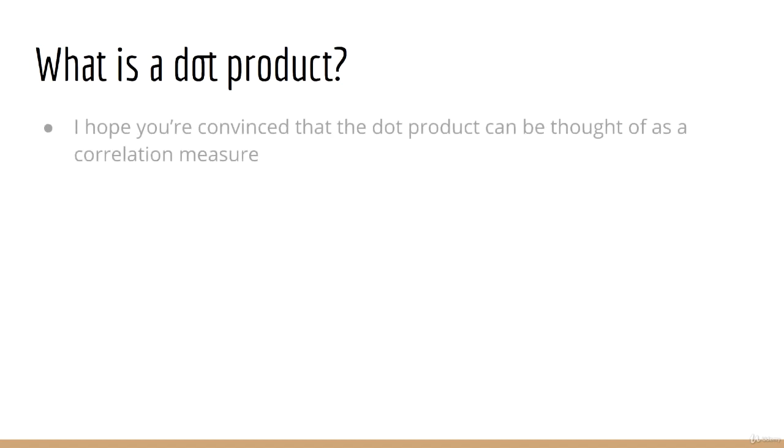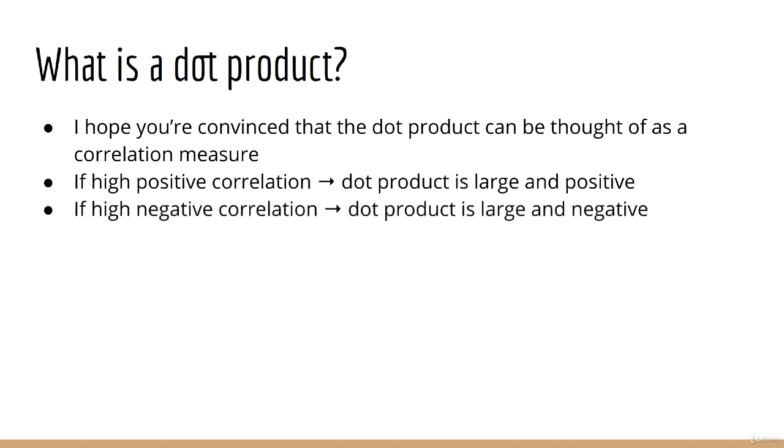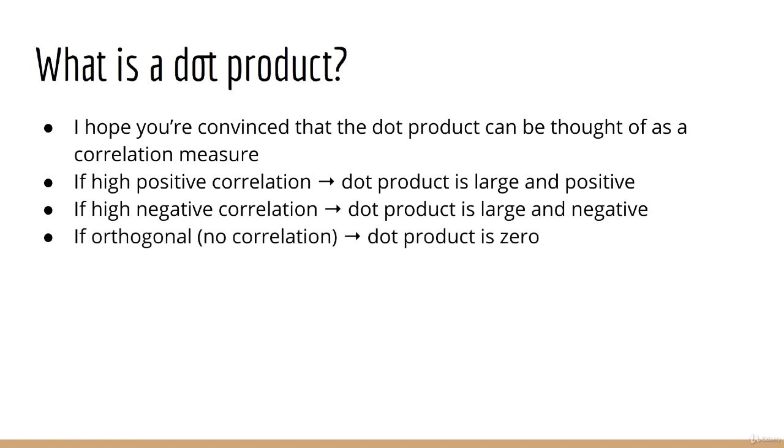So I hope that by this point, you are convinced that the dot product, while it seems like an abstract concept, can be thought of as a correlation measure. It tells me how correlated the first thing is with the second thing. If they are highly positively correlated, then the dot product should be large and positive. That means two vectors pointing in nearly the same direction. If they are highly negatively correlated, then the dot product should be large and negative. That means the two vectors are pointing in nearly opposite directions. Finally, if the two vectors are orthogonal or at right angles, then the dot product should be 0.